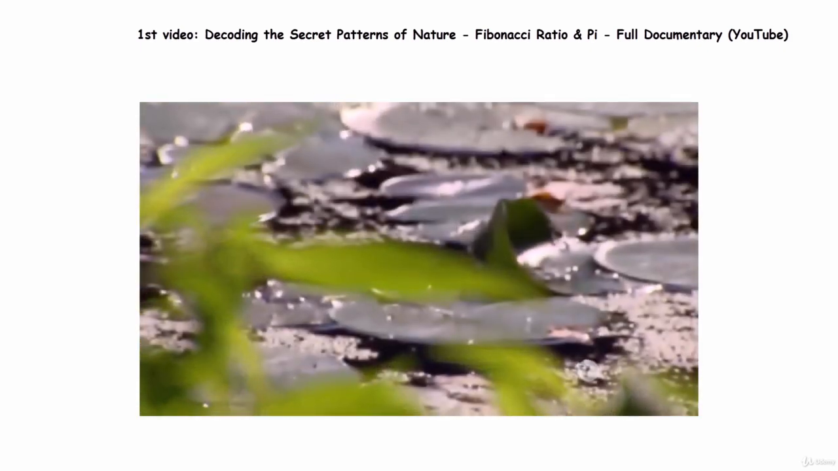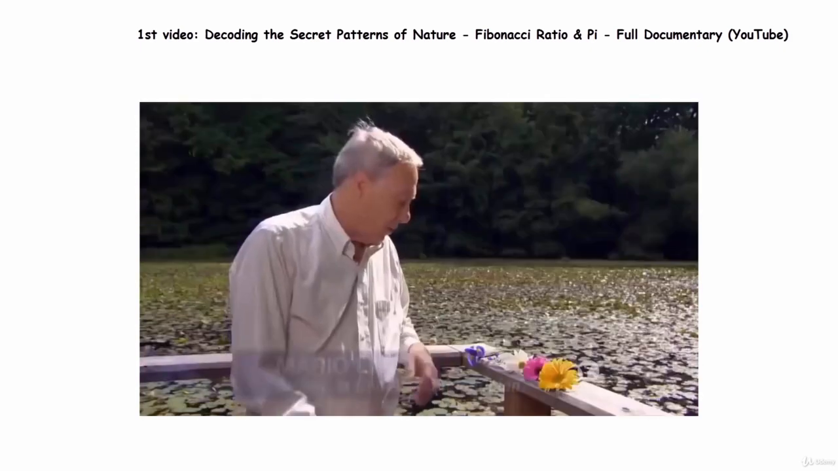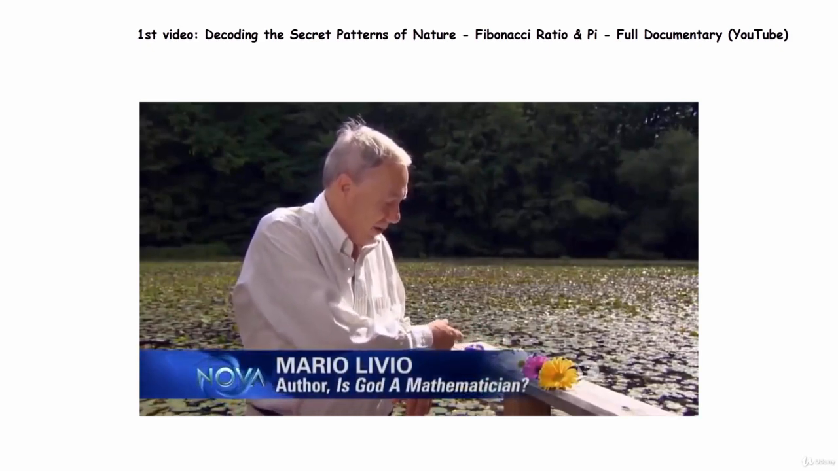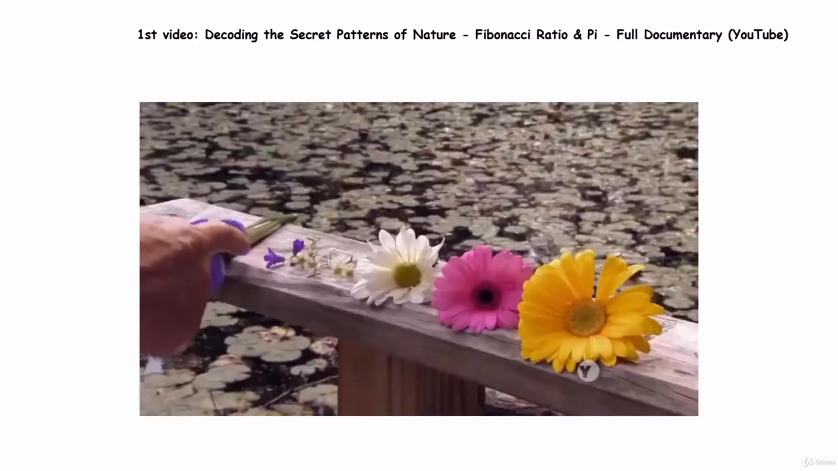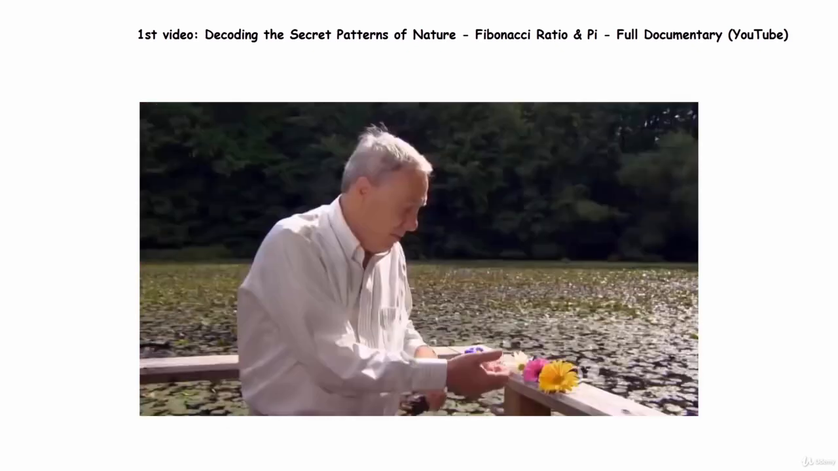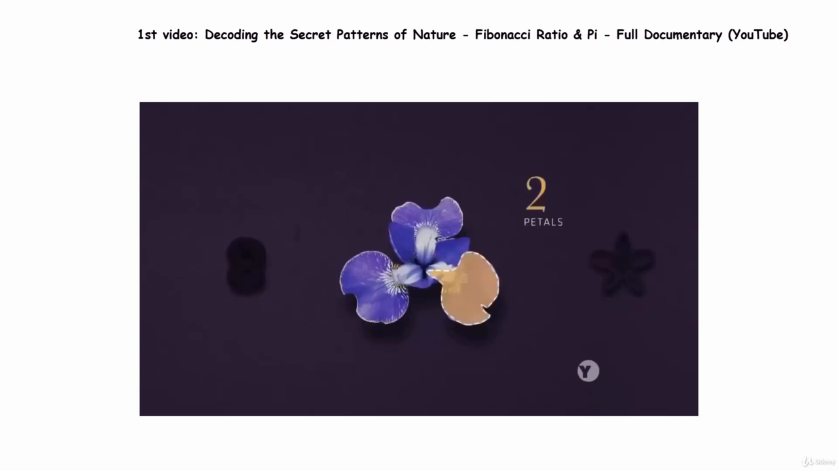If you look at nature, there are numbers all around us. Look at flowers, for example. So there are many flowers that have 3 petals like this, or 5 like this. Some of them may have 34 or 55. These numbers occur very often.